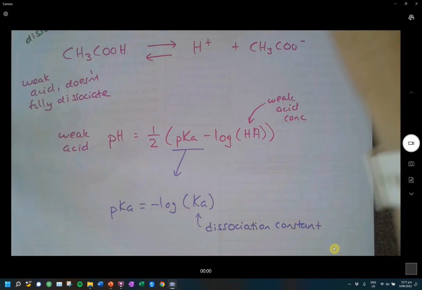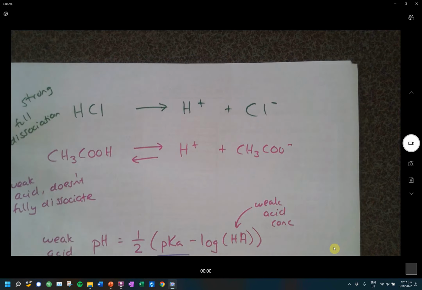Okay. I'm going to get a bigger piece of paper, and I'm going to turn it sideways so that way you can see it, because it's a big, long equation.